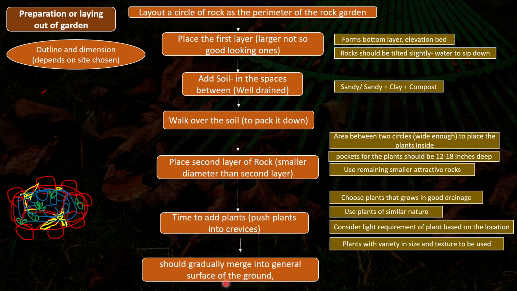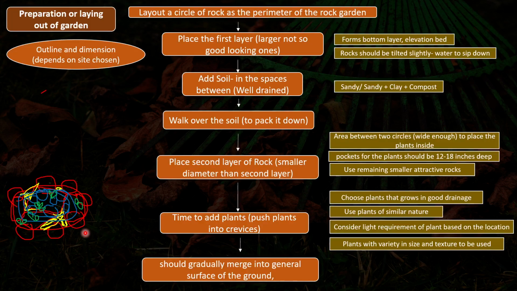And whatever plants you have added, it should merge with the surrounding area. So the surrounding area should merge with the rock garden, or we can say that the rock garden should merge with the surrounding area. It should not look like a totally different piece of artifact, right?